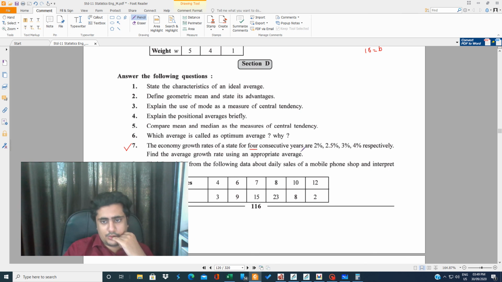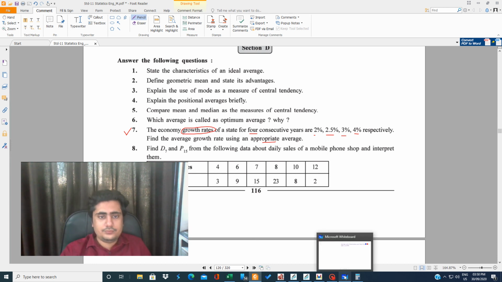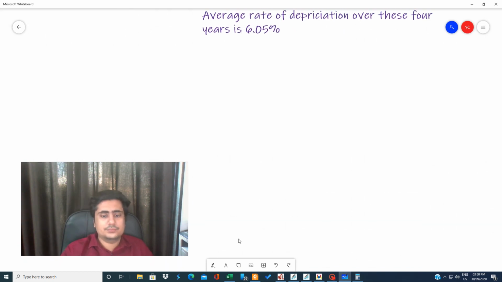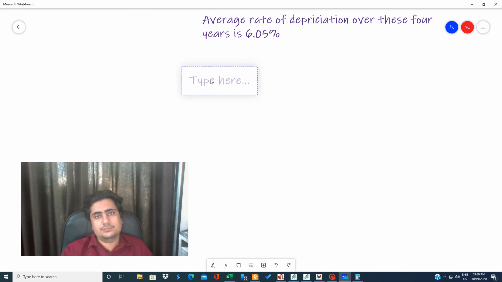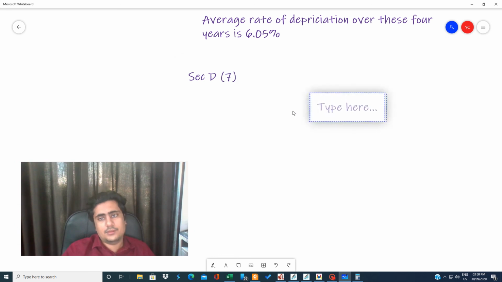The economic growth rates of a state for four consecutive years are 2%, 2.5, 3, and 4. See, here growth rates are given. Growth rate means obviously the increment portion. Increment rates are given 2, 2.5, 3, and 4. Find the average growth rate using an appropriate average. So I'll solve this question. Section D, sum number 7.